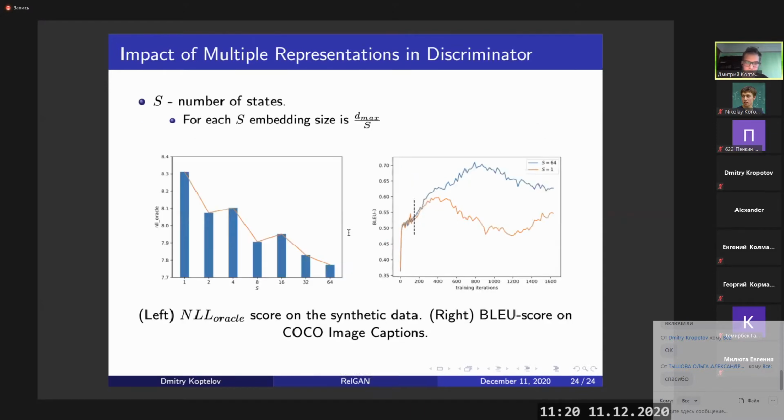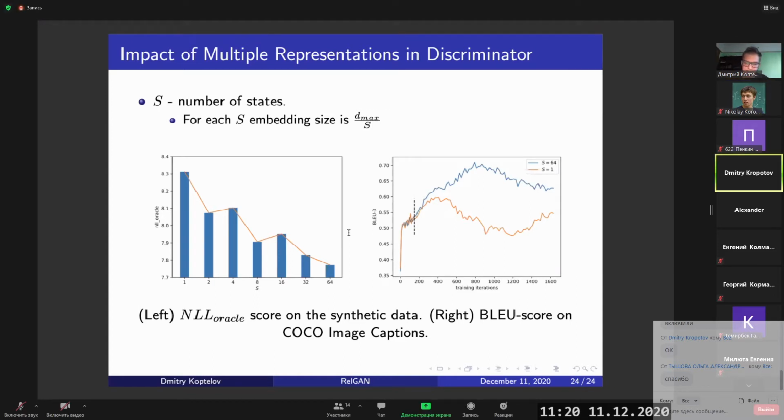And they show the impact of their discriminator: if we increase the number of states, we actually decrease the loss and increase the BLEU metric. So thank you for attention.